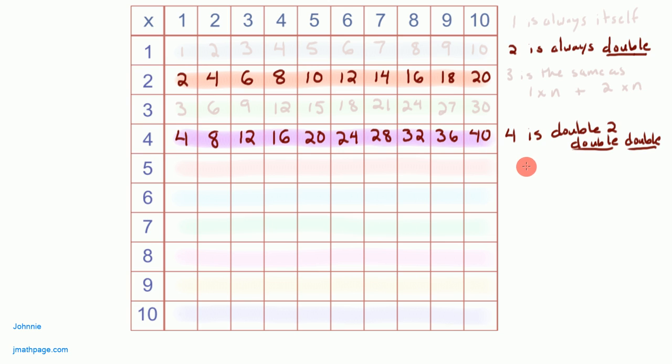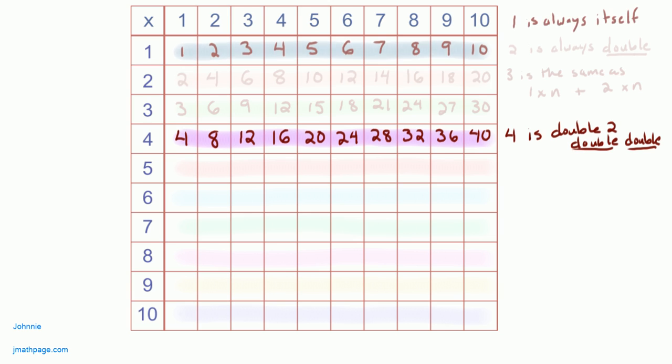Okay, so doubling for 4s worked out fine. Let's keep our 4s around. Let's put our 2s away for right now. I think to make our 5s, we should have our 4s and we should have our 1s. Now remember, 5 is the same as 1 times a number plus 4 times a number. What does that look like? Well, let's make it happen.